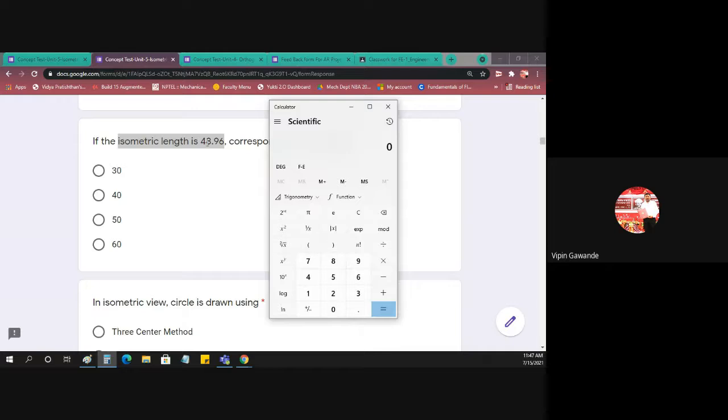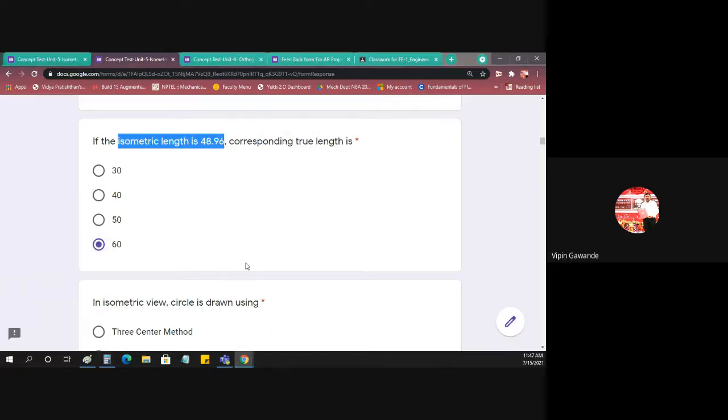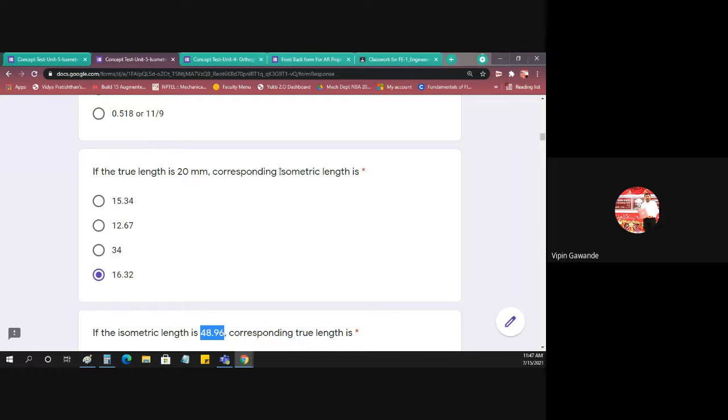Okay. So what is the length? This is 48.96. Now here in this case, we have to divide it by 0.815. Okay. So the answer becomes what? 60. So you have to be very careful. When the true length is asked, we have to divide it by 0.815, and when the isometric length is asked, we have to multiply it by 0.815.